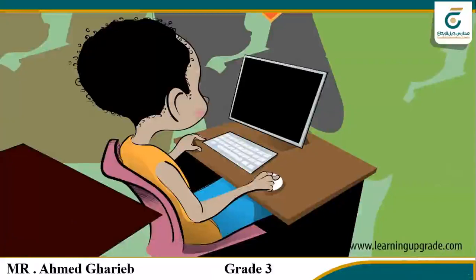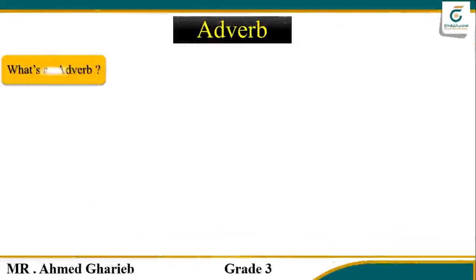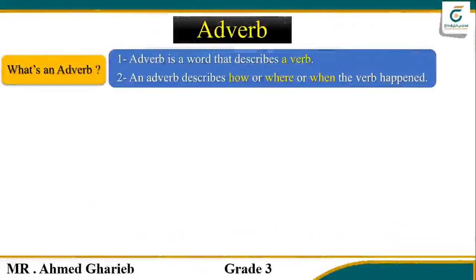Okay, now let's talk about adverbs in detail. What's an adverb? The adverb is a word that describes, as I told you, the verb. It describes the verb, not the noun and not the pronoun. We can say also that the adverb shows how or where or when the verb happened. It tells us more information about the verb, how it happened, or where it happened, or when it happened.